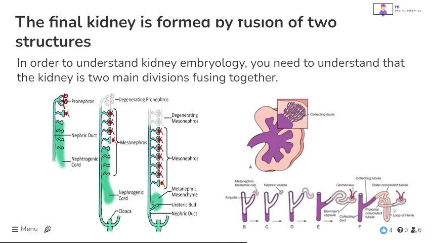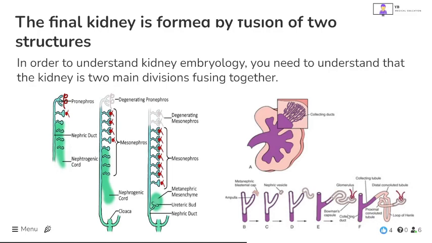What feels confusing here? This is a high yield topic. They like to ask you about the origin of the glomerulus and the tubules, and the origin of the collecting duct and the renal calyces and the renal pelvis. So, for example, an MCQ could say, what does the metanephric blastema give rise to in the kidney? The answer is glomerulus, proximal convoluted tubule, distal convoluted tubule, and the loop of Henle, right? This is metanephric blastema, which came from the mesenchyme, which came from the mesoderm.